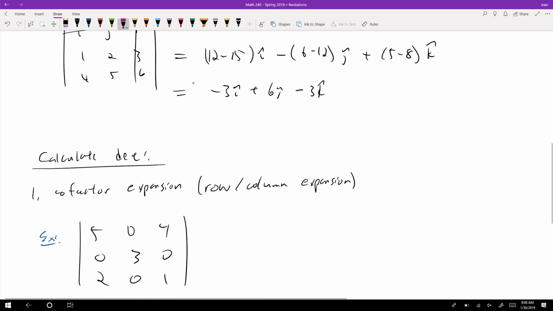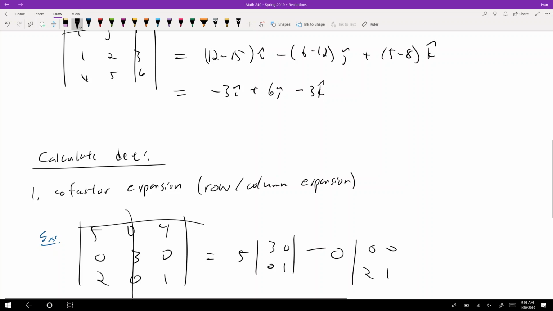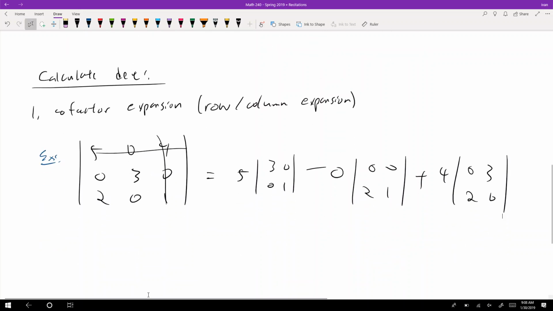If I take the determinant of this, we can do it the Math 114 way, where we start off the top. So this is 5 times the determinant of 3, 0, 0, 1, and then we subtract 0 times the determinant of 0, 0, 2, 1, and then we add 4 times the determinant of 0, 3, 2, 0. And what do we get? We get 5 times 3 minus 0 plus 4 times the -6. And so we get 15 minus 24, we get -9. So that's the cofactor expansion method.